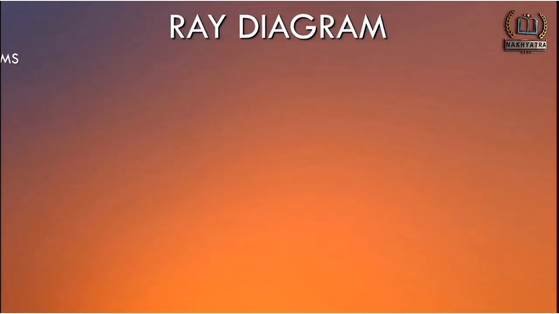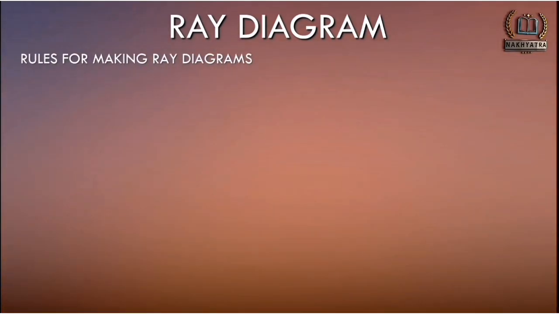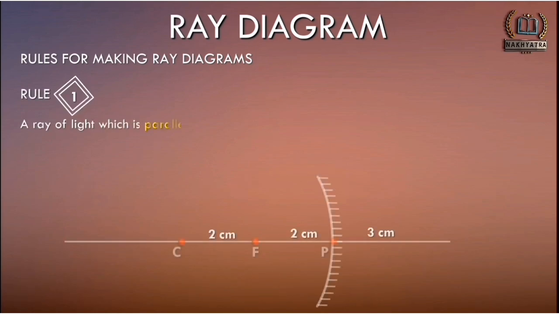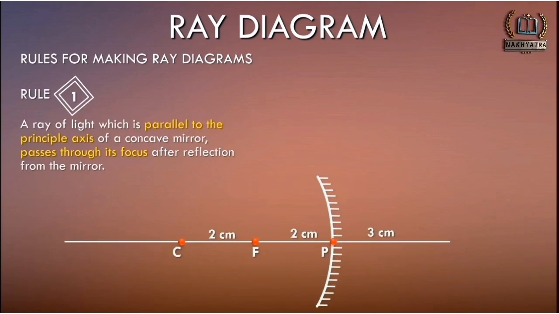Okay, now let us see the rules for making ray diagrams. So ray diagram বনোৱা কিছুমান rules আছে. Now let us see rule number 1. A ray of light which is parallel to the principal axis of a concave mirror passes through its focus after reflection from the mirror. So guys, এতিয়া ray diagram টো চোৱা, এডাল incident ray, okay? So এতিয়া এই incident ray ডাল এই principal axis ৰ লগত parallel.